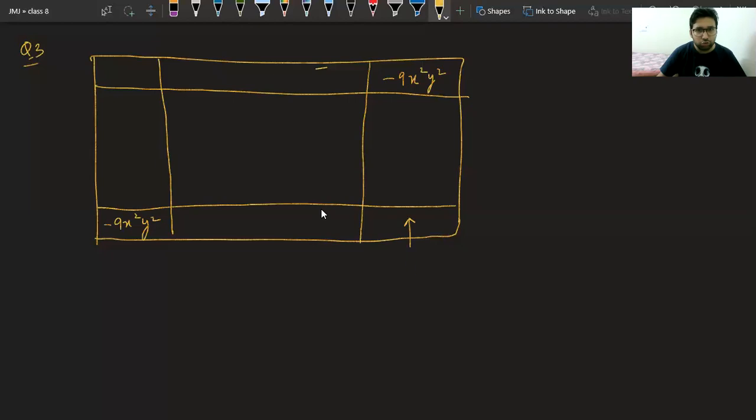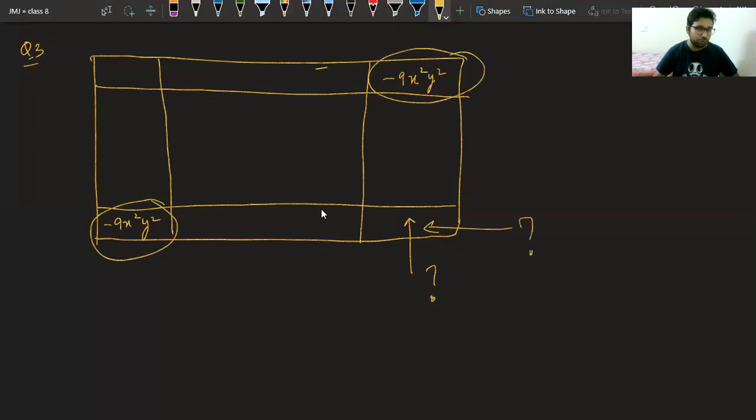Please tell me what will come in this box by multiplying these two. Okay, Beta, no issue. Please tell me, I have this monomial and this monomial. I want to find the answer in this cell. That will be how much? Please tell me. It's very simple. We just need to multiply these two.